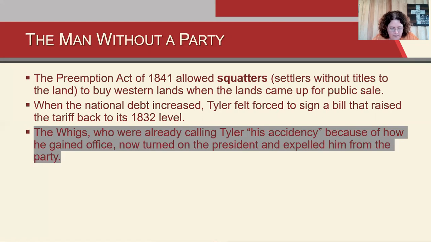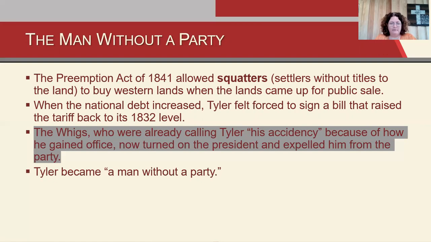The Whigs, who were already calling Tyler "His Accidency" because of how he gained office, now turned on the president and expelled him from the party. All the Whigs in Tyler's cabinet resigned except Daniel Webster. Webster only remained because he wanted to complete negotiations with the British over a border dispute. Tyler became a man without a party.